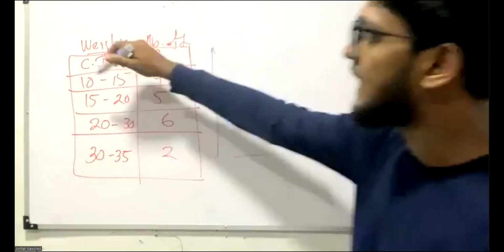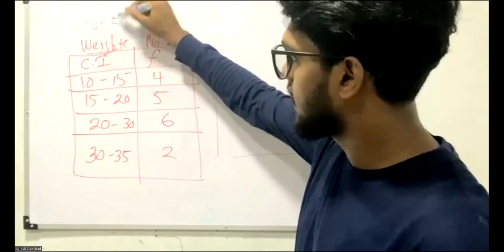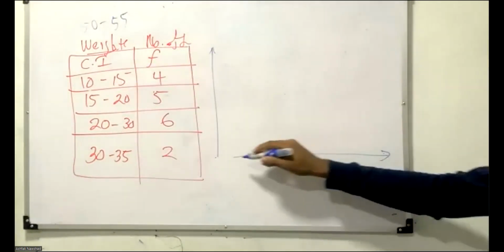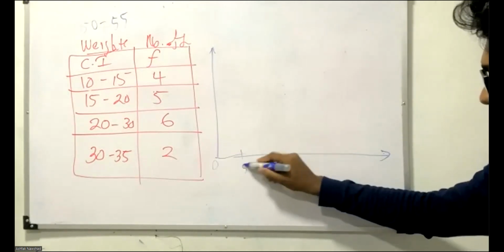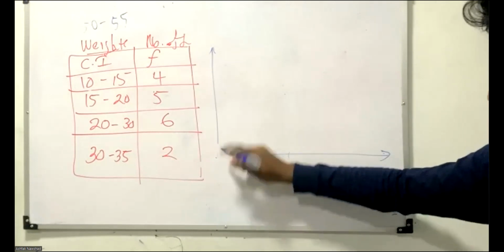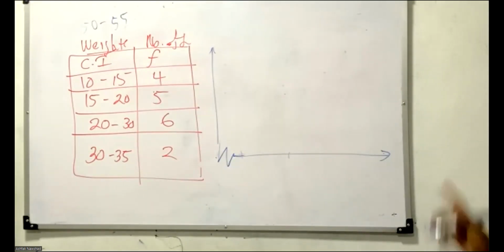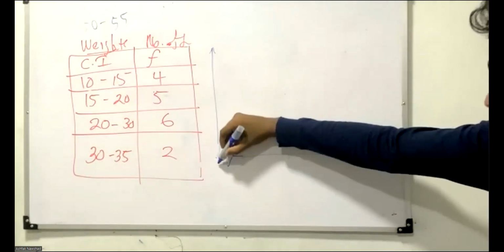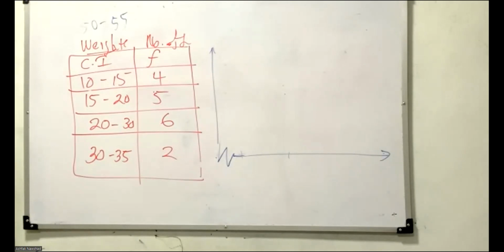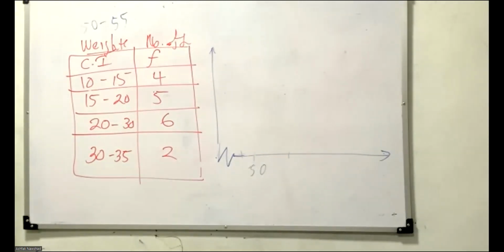For example, if the interval started from 50, suppose the first row started from 50, are we going to mark 0, 5, 10 up to 50? No. We can do something like this. We can shrink the x-axis, which means every number between 0 and 50 lies here. Like we can start from 50. No problem.